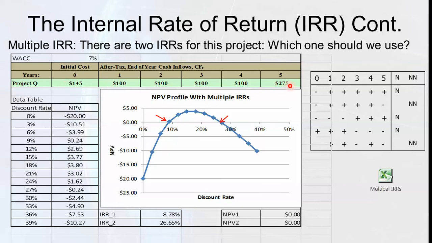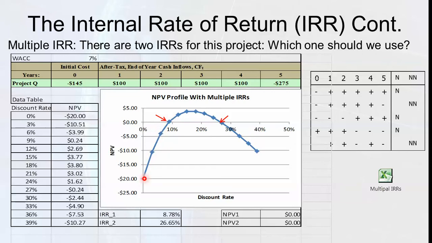Okay, so in this case, there are two internal rates of return, and which should you use? So that's the big problem with internal rate of return. Okay, so in this project, let's find the net present value using different discount rates. Find net present value using different discount rates, and if you create an NPV profile, it's going to look like that. Okay, it's going to look just like this.